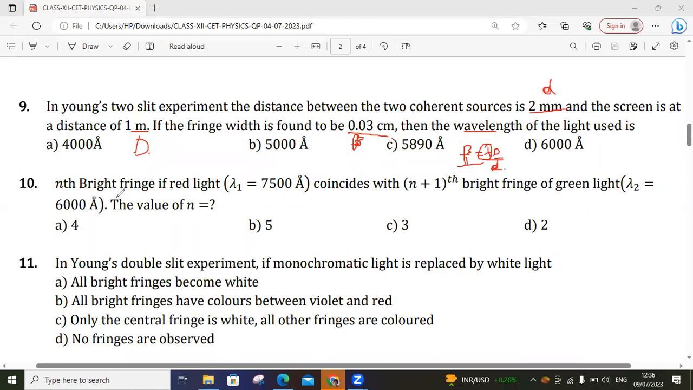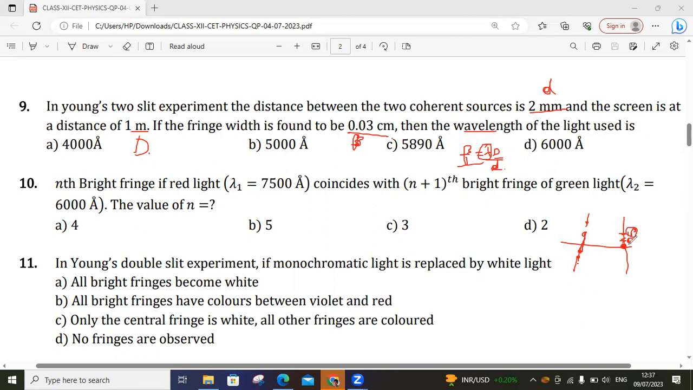Then nth bright fringe. If red light, lambda 1 is equal to 7500 angstrom, coincides with n plus 1 bright fringe of green light, the value of n is? So nth bright fringe. On the screen, if you see, this is the screen, suppose. Okay, double slit experiment. So here nth bright fringe. This is 0th bright fringe, then first dark, then first bright. So like this we have.